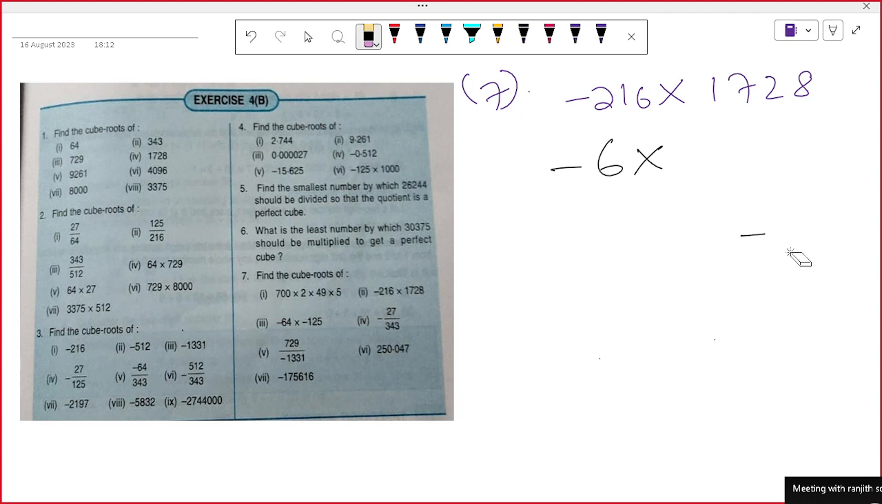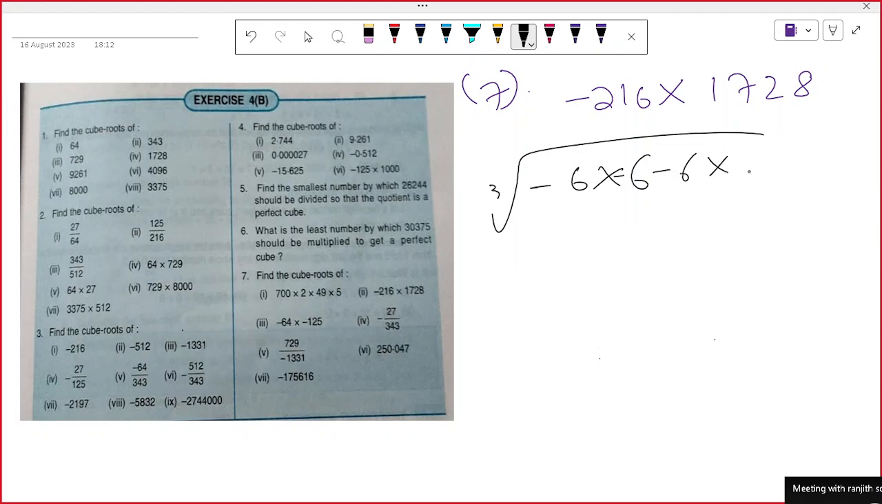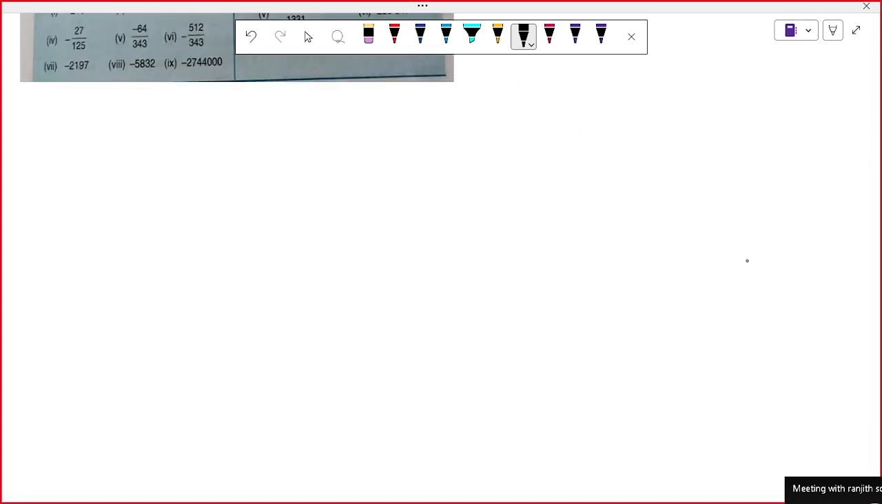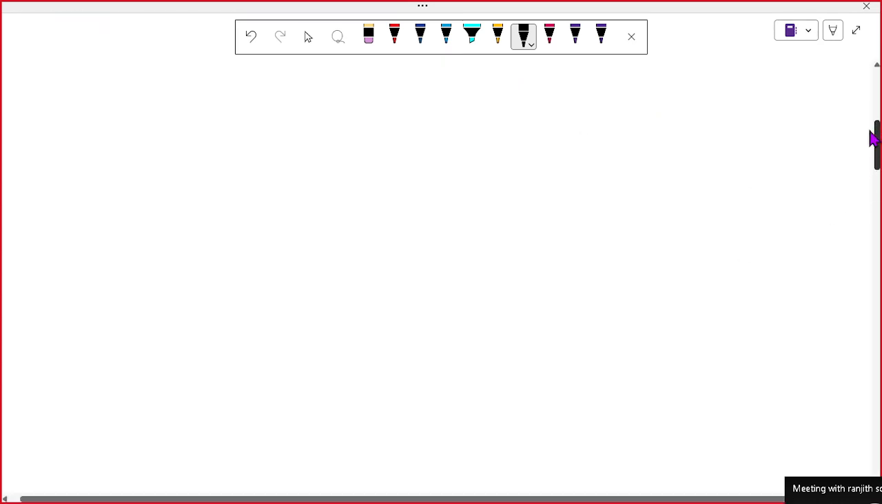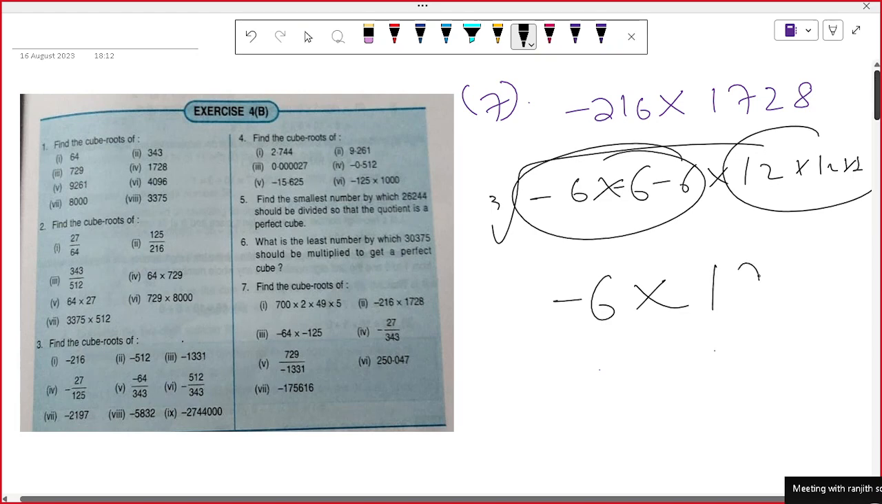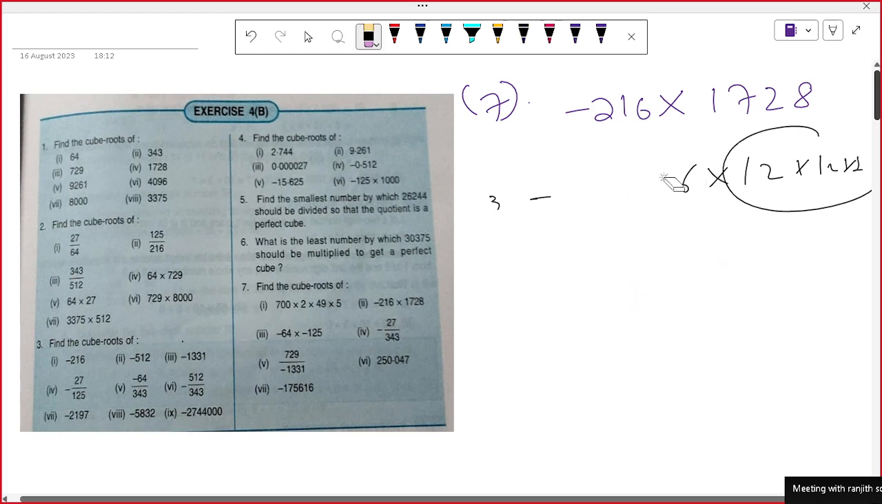Okay, so you get minus 6. You're supposed to write minus 6 three times. Minus 6 into minus 6 into minus 6, and 12 into 12 into 12. So what do you pick from this? From this, minus 6 into 12. What's the final answer? Minus 72, sir. Minus 72.